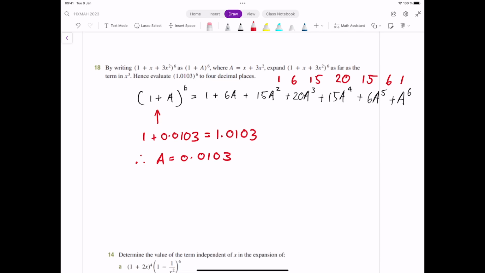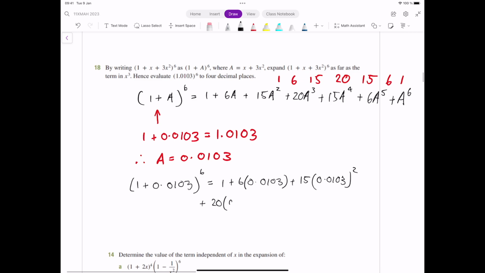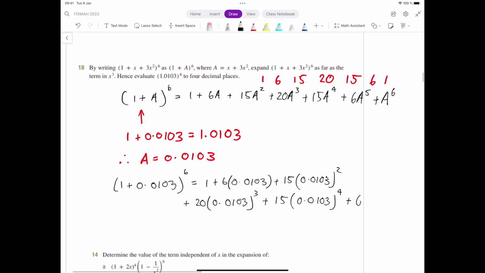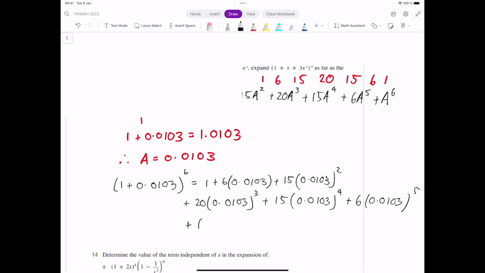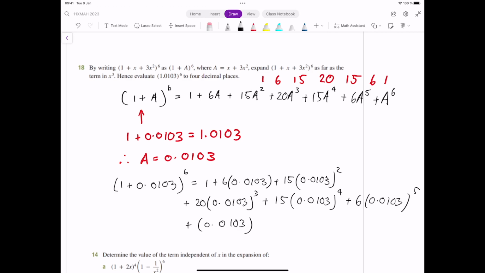So we can apply that information to the formula. We're going to say (1 plus 0.0103) to the power of 6 is equal to 1 plus 6 times 0.0103 plus 15 times 0.0103 squared plus 20 times 0.0103 cubed plus 15 times 0.0103 to the power of 4 plus 6 times 0.0103 to the power of 5 plus 0.0103 to the power of 6.